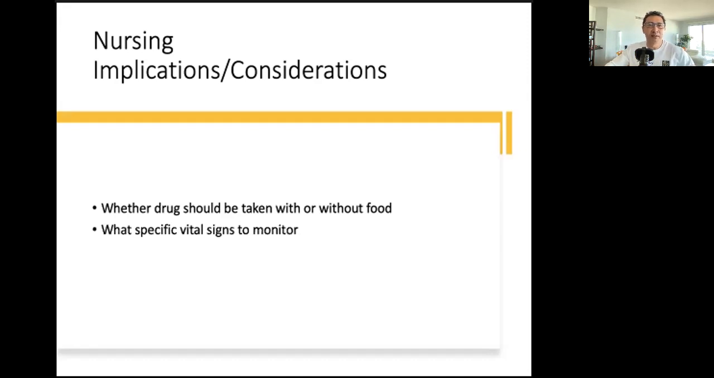What specific vital signs to monitor? There's another one you need to know. With this metoprolol, I keep saying metoprolol because it's a beta blocker. It's a special heart medication. You need to know that. It's going to be on the test, in your future test. You're going to deal with this medication when you're in the hospital. So know this beta blocker.